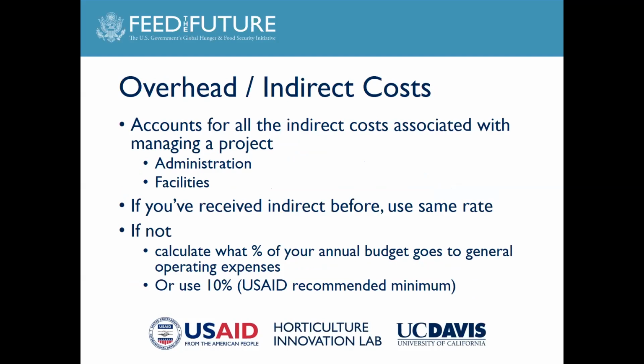So let's talk about overhead and indirect costs. You might remember at the beginning I mentioned that salaries and staff training are often not allowed on grant funding, but that overhead can be okay. So overhead or indirect, those are synonyms. It means the same thing, overhead and indirect costs. It accounts for all the expenses that are, well, indirect to managing a project.